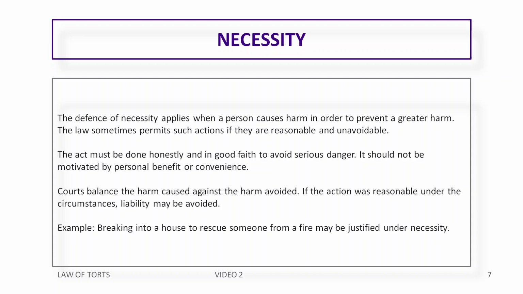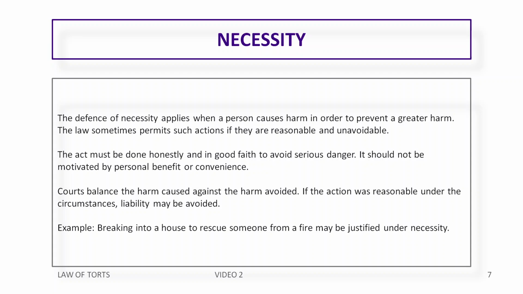Necessity is different from private defense because it does not always involve protection from another person. It may involve emergencies like fire, accidents, or medical situations where quick action is required to prevent serious harm. The law focuses on whether the action was necessary at that moment.